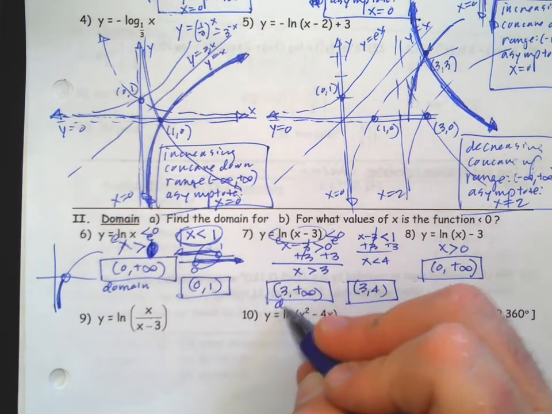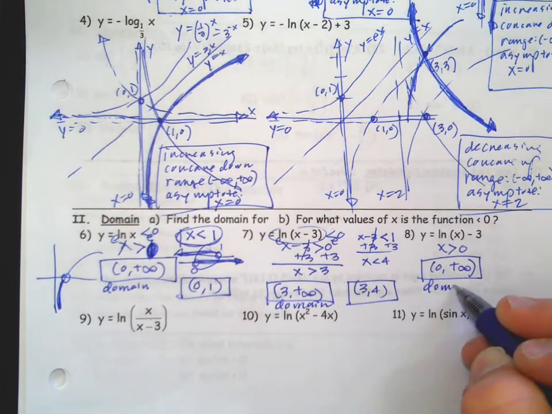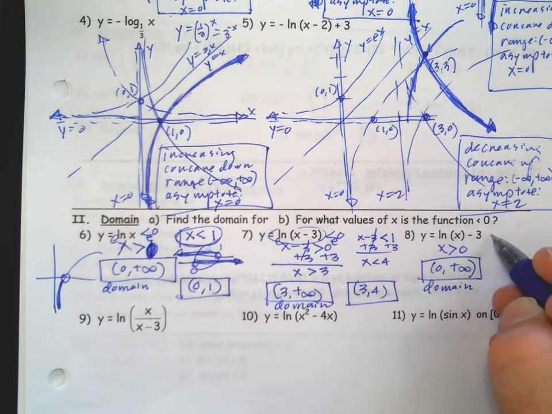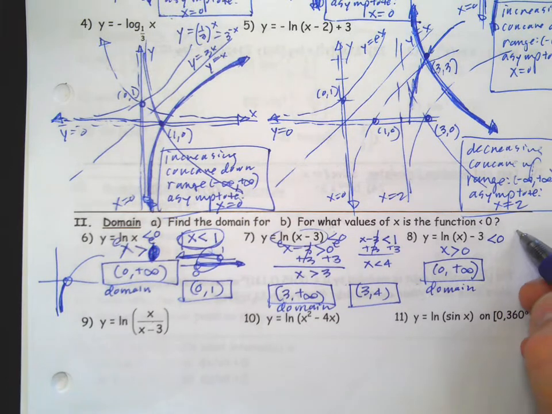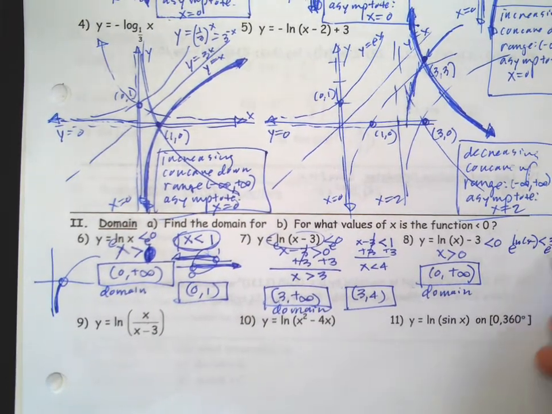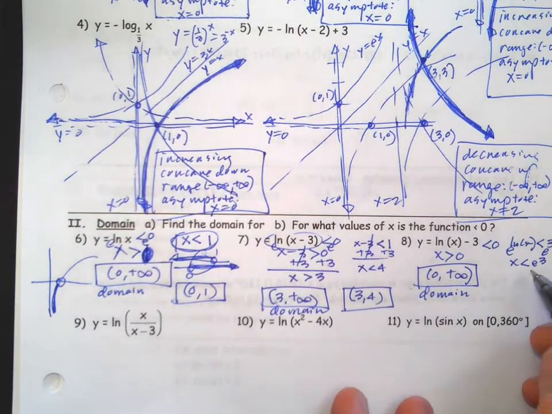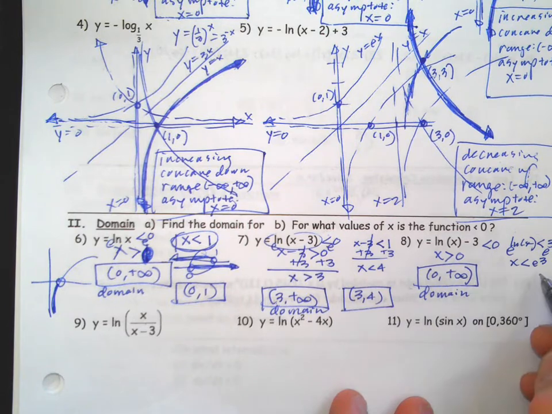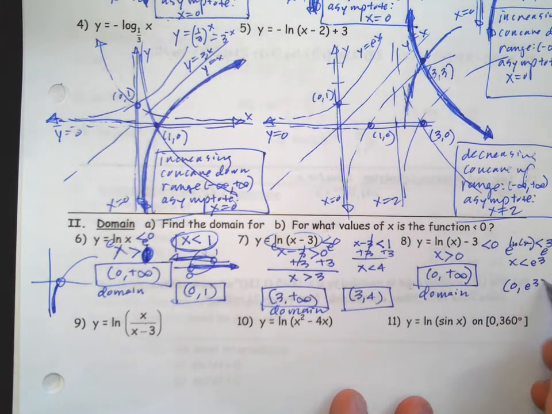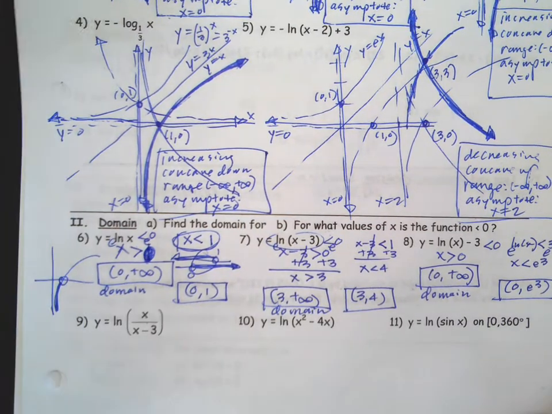So this is the domain. Let's label the domains. This is the domain. So then I want to know, where is this less than 0? Well, I would move the 3 to the other side first and then exponentiate both sides. So x is greater than 0, but less than e to the third. So it's going to be between 0 and e to the third. I mean, you can do a line check if you want, but that's up to you.